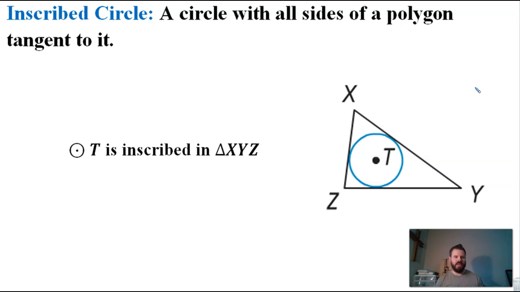One more definition we'll add to that, the idea of an inscribed circle. I'm going to say it's a circle with all sides of a polygon tangent to it. In other words, it fits within that polygon, hence the "in" part. So if I say that circle T is inscribed by triangle XYZ, that means all these lines XY, YZ, ZX are tangent to the circle. They intersect at one point. The circle fits perfectly within that shape.